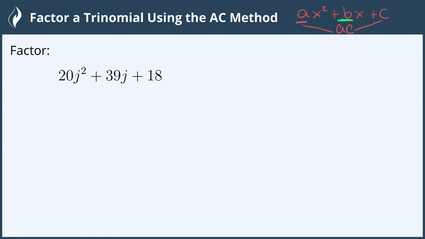So we will take the coefficient in front of our squared variable, which is 20, and the coefficient without a variable, in this case 18, and we'll multiply those together. 18 times 20 gives us the number 360.